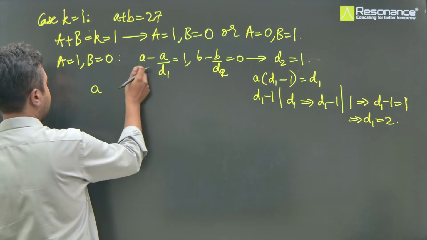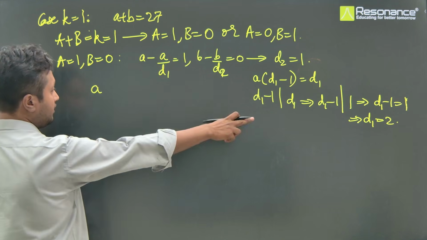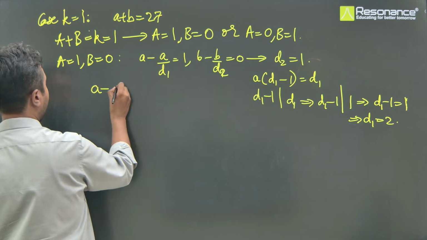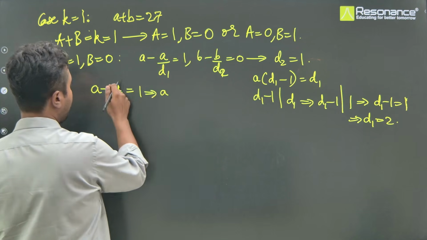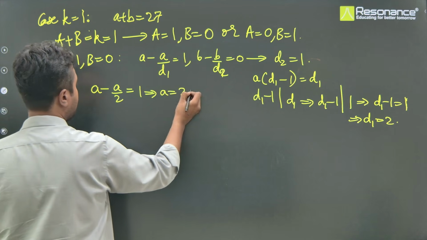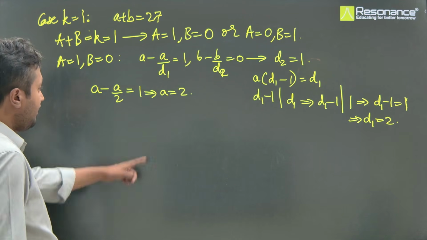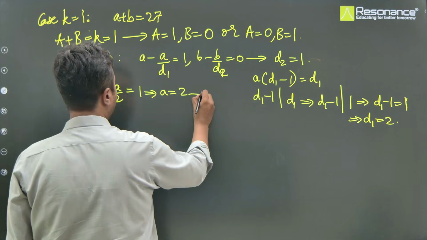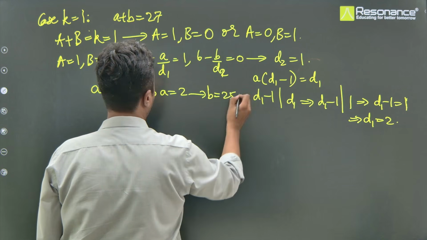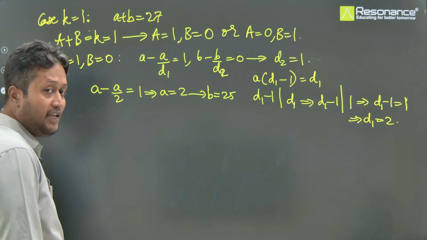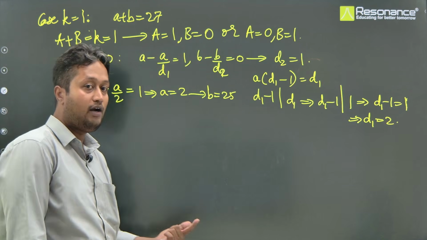All you've got to do is take the d1 value and plug it back over here. You get a minus a by 2 is 1, which will tell you a by 2 is 1 and a is 2. If a is 2, then a plus b is 27. That tells you that b is 25. So a equal to 2, b equal to 25.